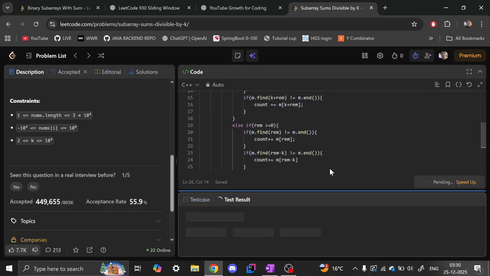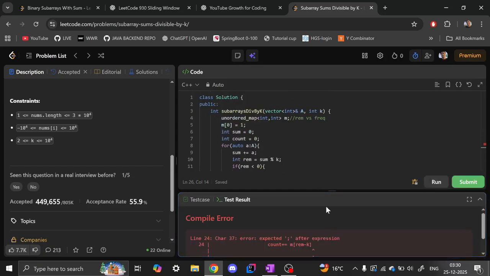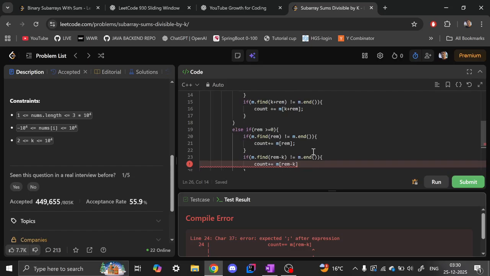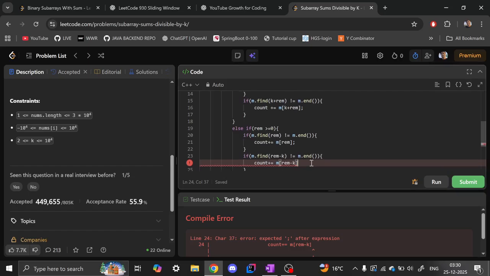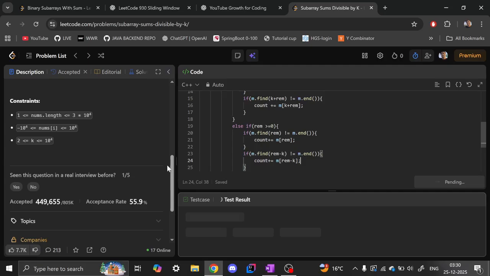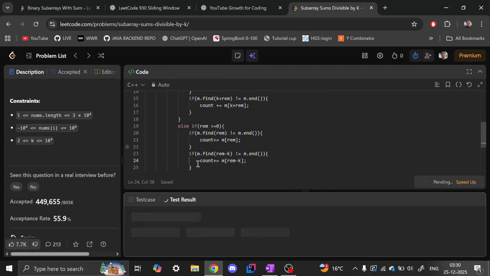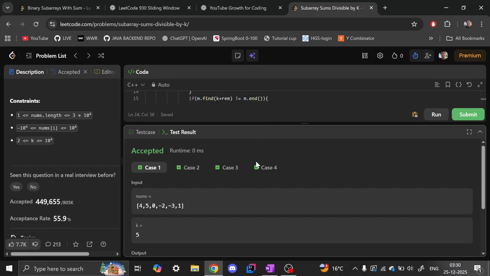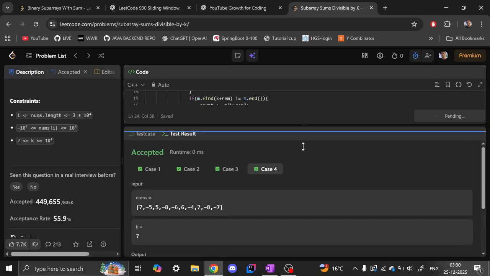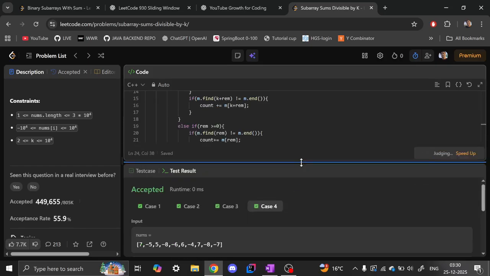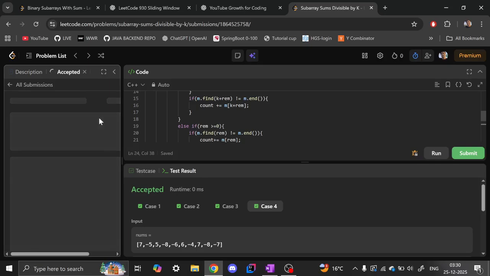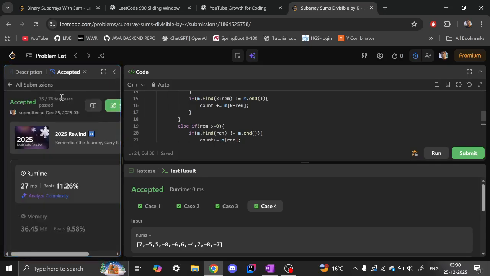Is it going to work? I don't know, but rem minus k, where is it? Okay, so these cases are passing. I don't know if our solution will work or not, but okay, this is working.